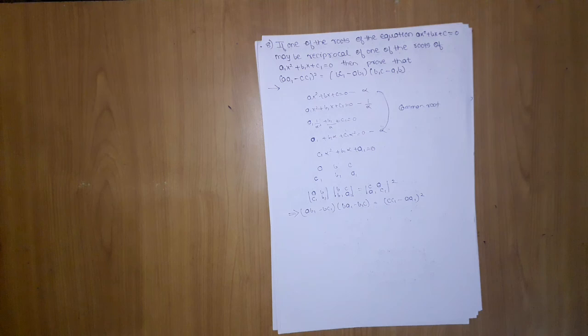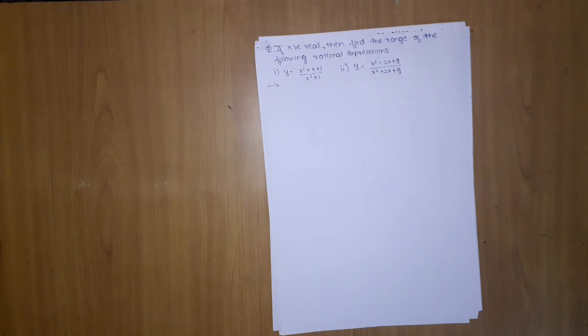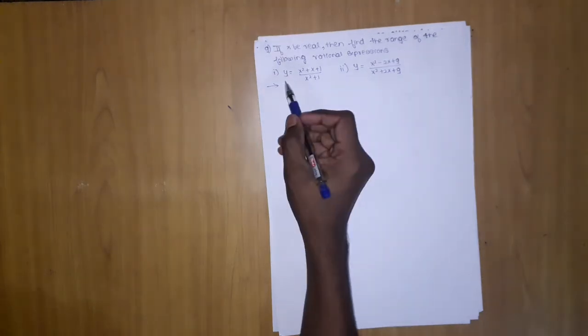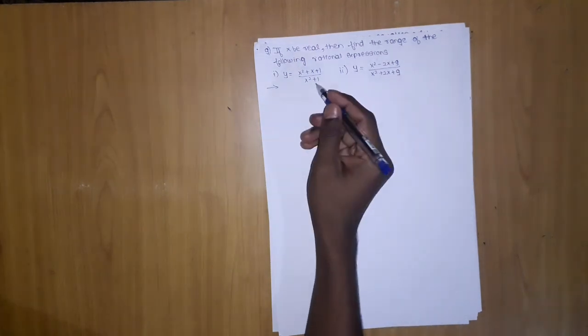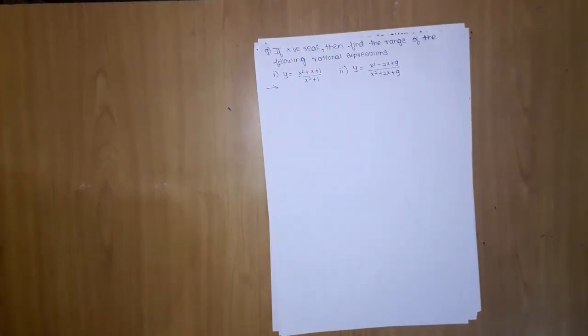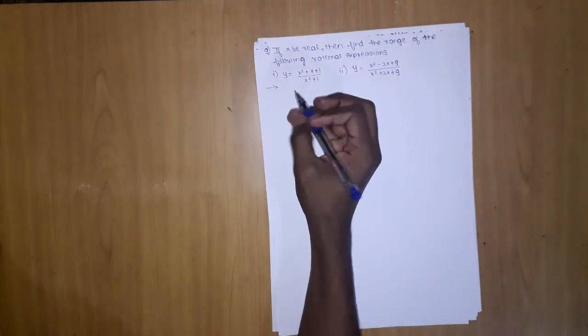We will move to question number 9, which is as follows. If x is real, then find the range of the following rational expressions. Now it is telling us to find the range of this y. In such questions we mostly cross-multiply and solve it. X is real, which signifies that D is greater than or equal to 0. Okay, so now let's do this.